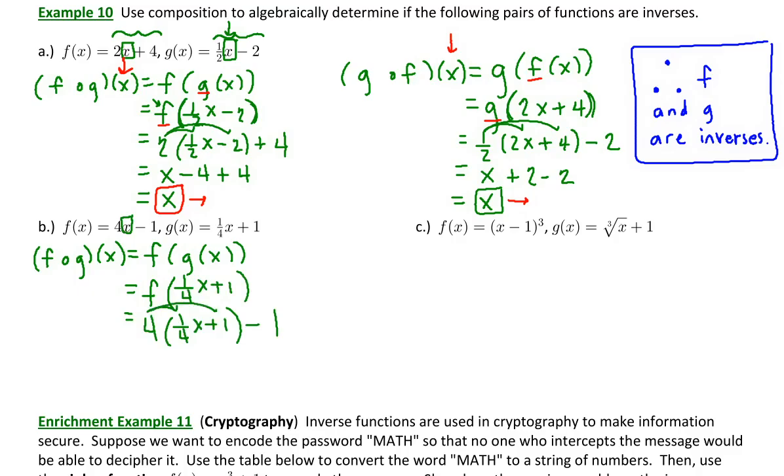Simplifying by distributing first our 4. 4 times 1/4 x gives us 1x. 4 times 1 gives us 4, and we have a minus 1 outside parentheses. Now, simplifying, we end up with x plus 3. Notice that's not x. So because I did not get out x, we can automatically conclude that f and g are not inverses. We don't have to do any more work. We can say f and g are not inverses.